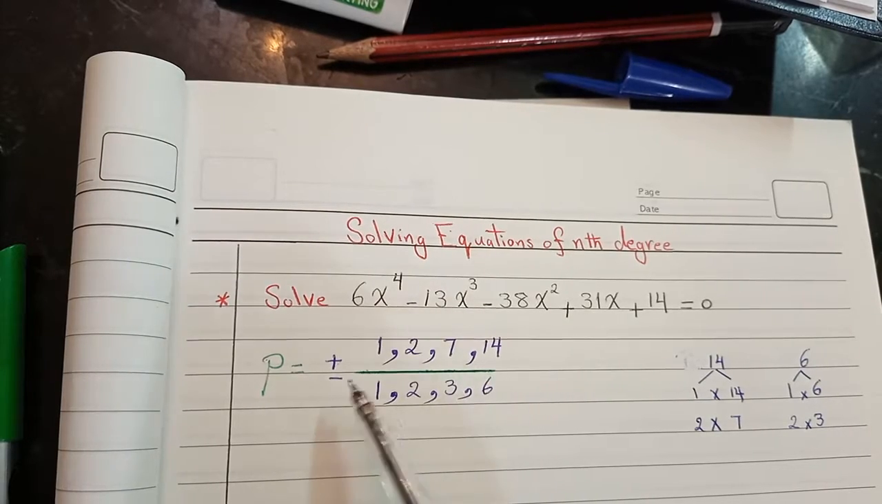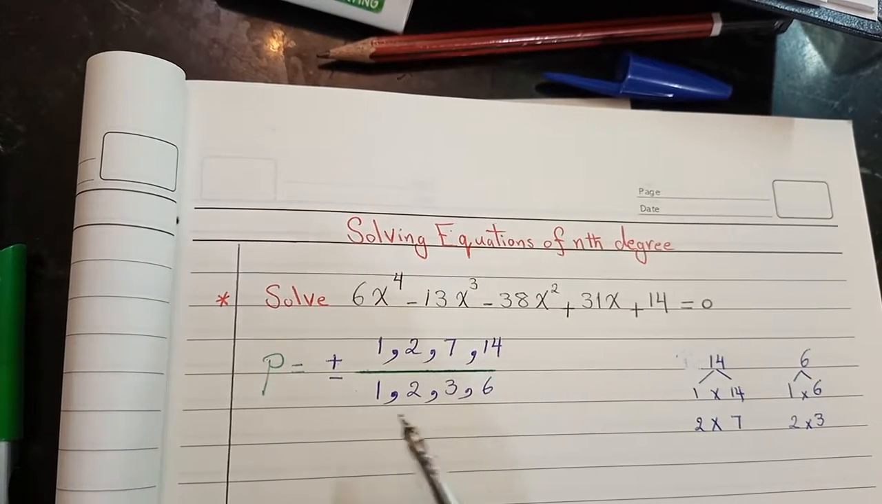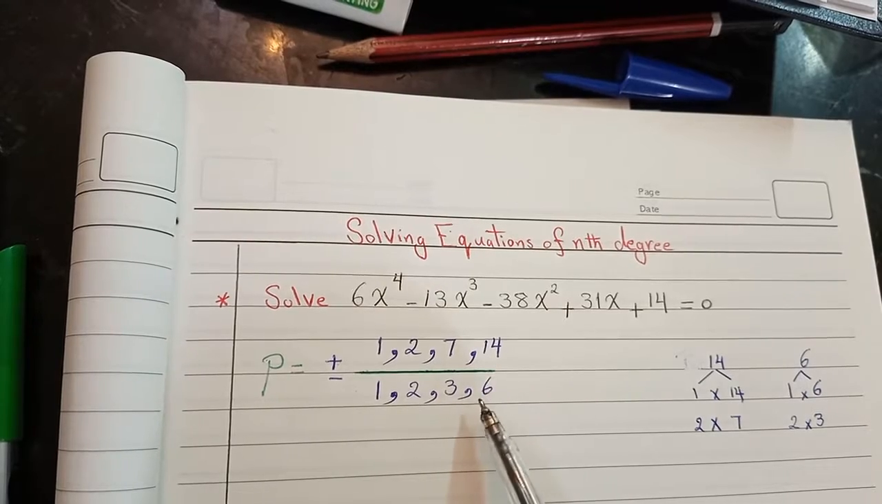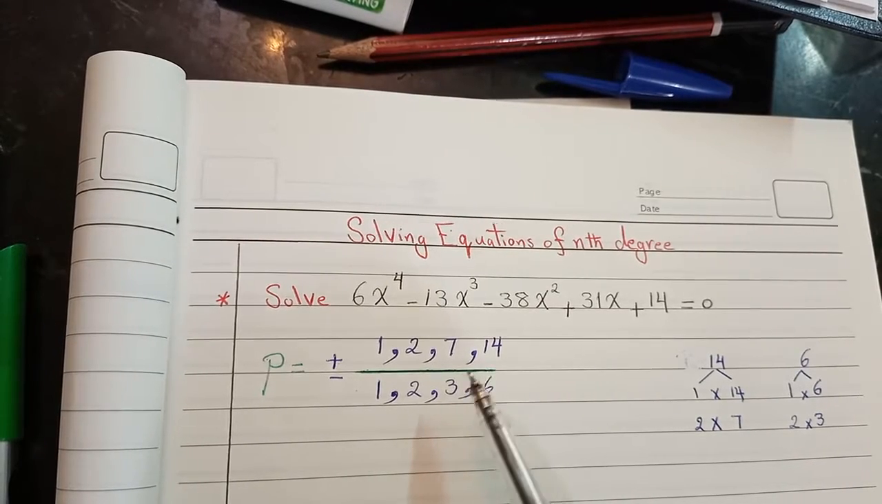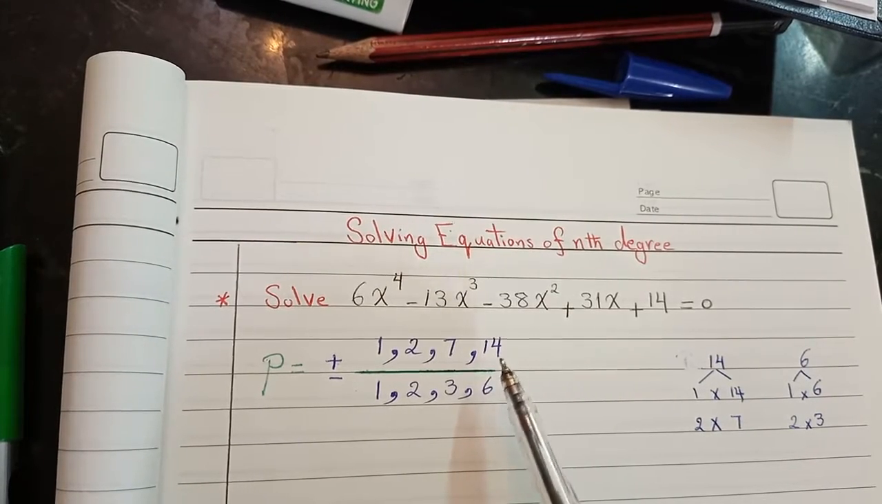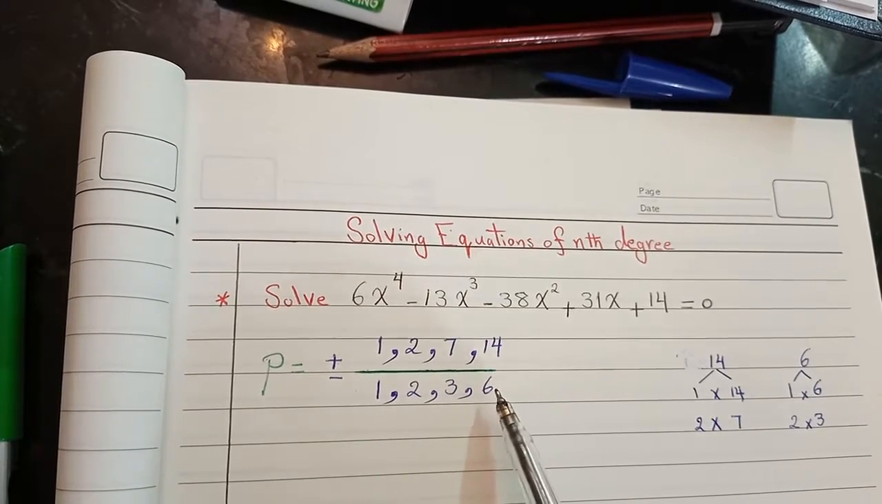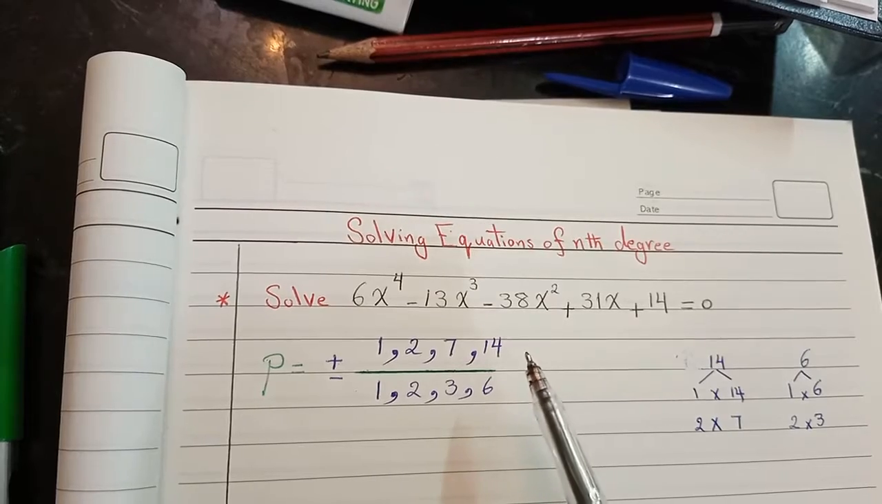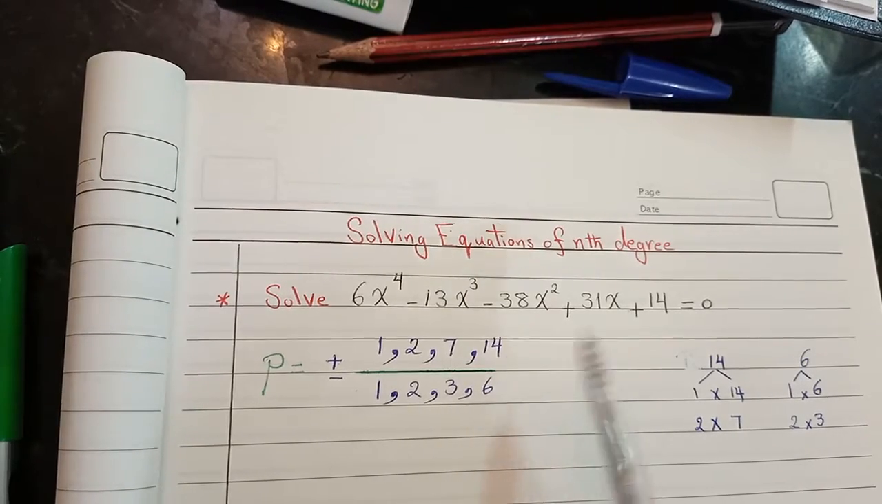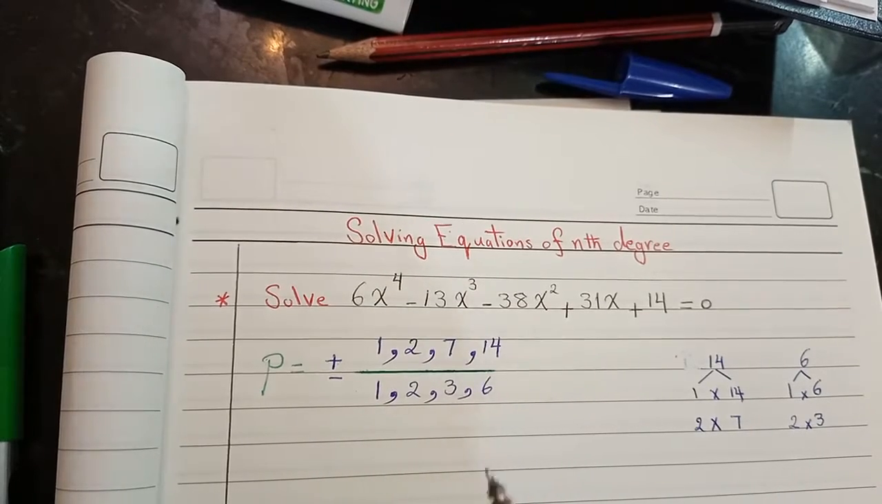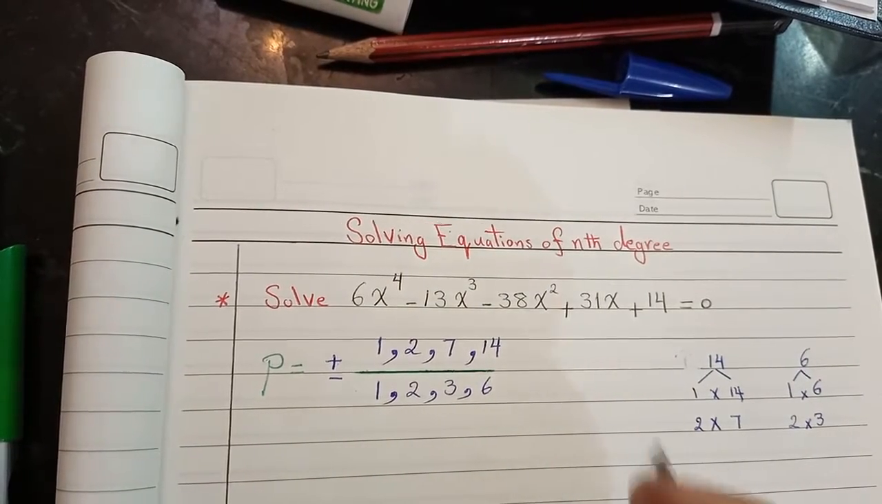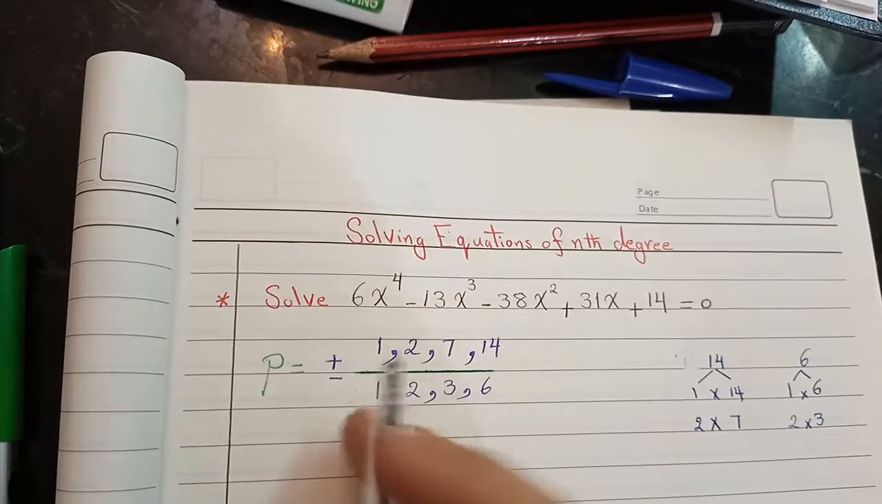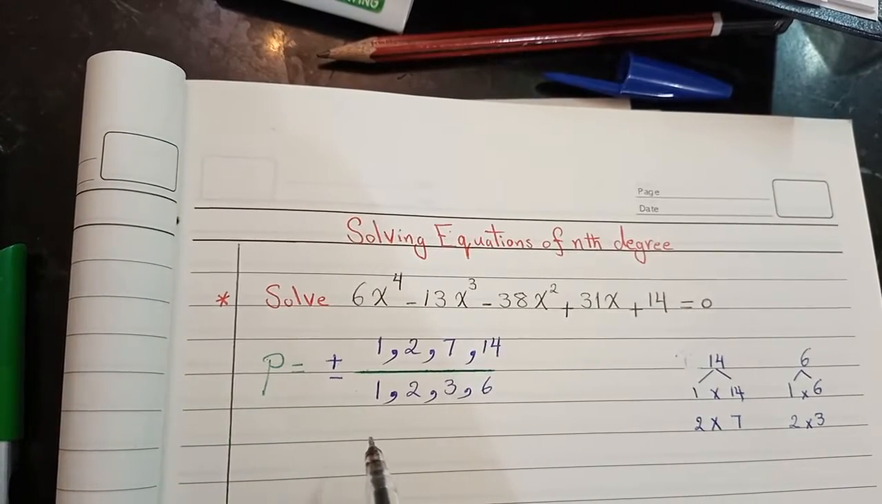7 over 3, negative 7 over 3 is a possible solution. 14 over 6 simplifies to 7 over 3. 7 over 3 is a possible solution. Negative 7 over 3 is another possible solution. Or 14 over 6 if you don't want to simplify, no problem. But it's better to simplify the fraction. Anyway, let's start trying positive 2 as a solution.